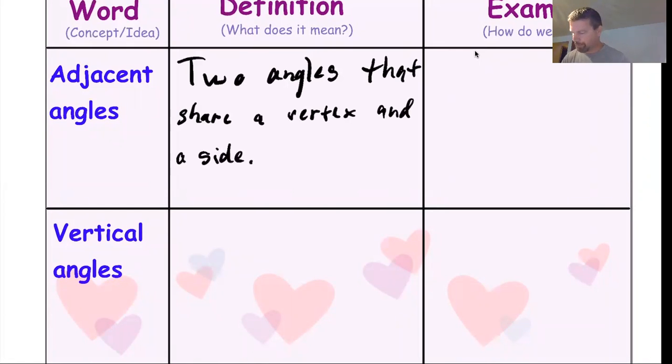So an example would be, like, I don't know, this. Angle 1 and angle 2. Those share a side right here in the middle, and they share a vertex. So adjacent angles, adjacent means next to. So adjacent angles are just two angles that are next to each other. They share a vertex and a side. That's all there is to it.